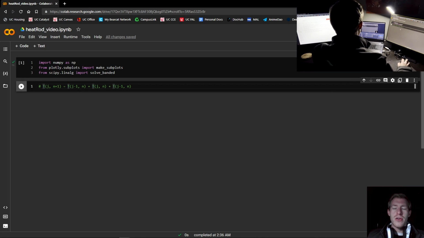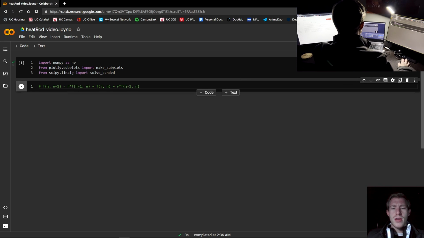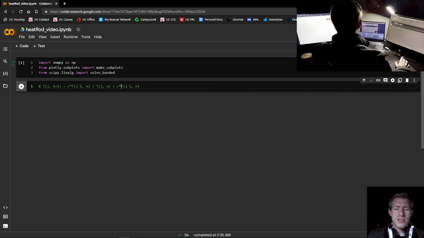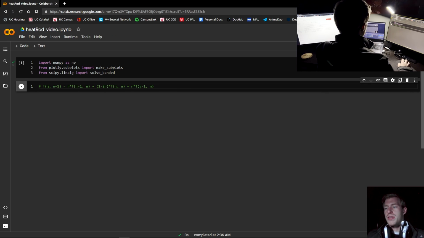However, those temperatures obviously don't add together because we'd be creating energy out of nothing in that case. So we have to weight each of these temperatures by a certain amount. The adjacency temperatures are weighted by a factor R, which represents the thermal diffusivity divided by how precise our simulation is, which we'll get to in a second, and the current temperature of our central focus spot is going to be weighted by 1 minus 2R.